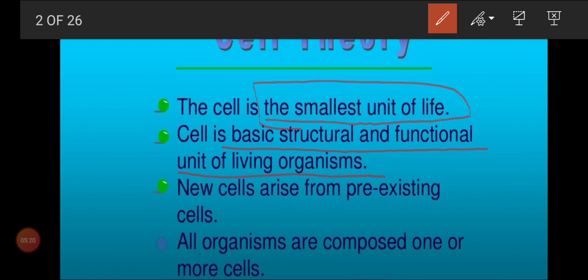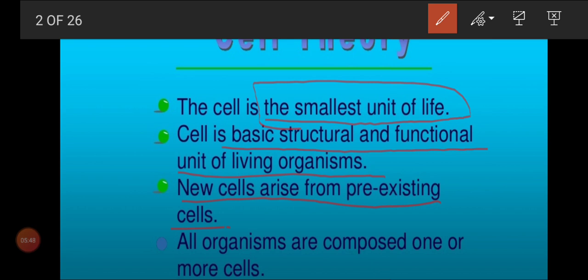And you might have thought, how are new cells formed? Actually, new cells are formed from pre-existing cells. Pre-existing cells means a cell is already there, the cell will divide, and you will get so many new cells. Every day in your body new cells are formed. How are these new cells formed? These new cells are formed from the pre-existing cells which are present in your body itself.